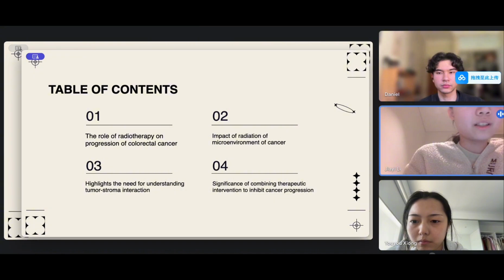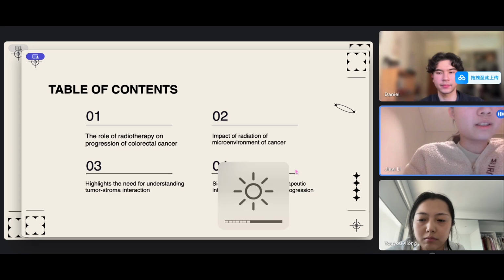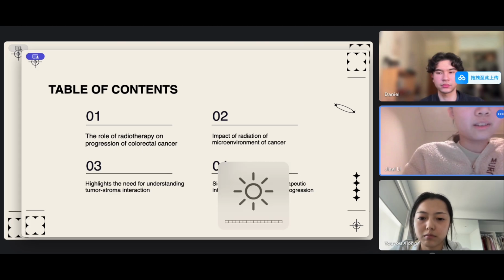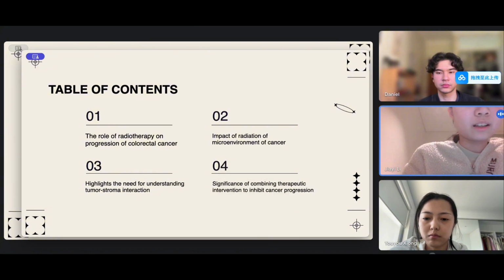The outcome of this study, therefore, contributes to a broader field by stressing the significance of comprehending tumor-stromal interactions, as well as the importance of establishing other therapeutic intervention techniques to deter the progression of cancer.